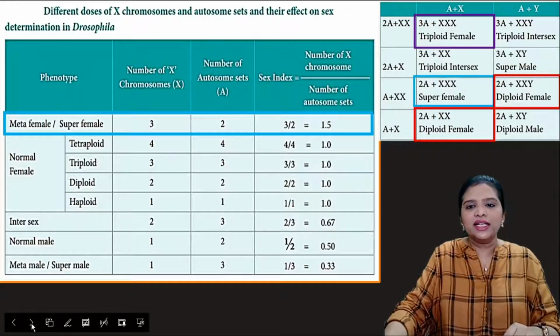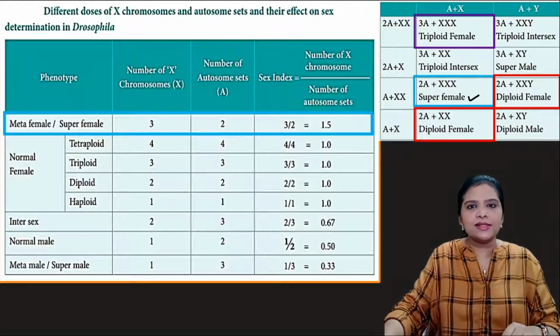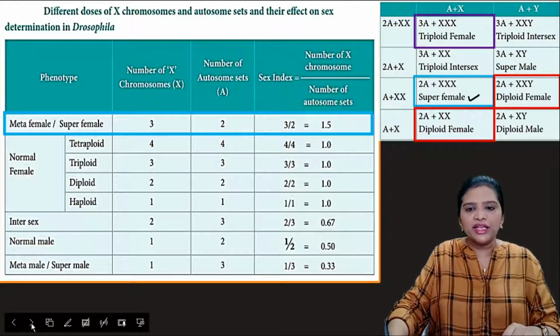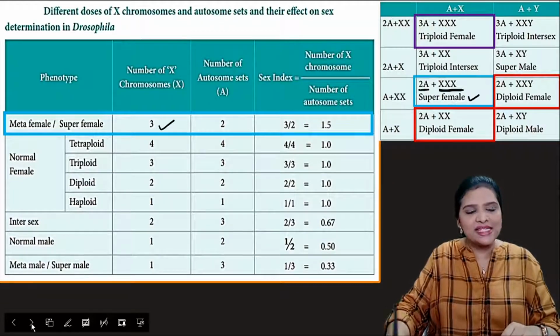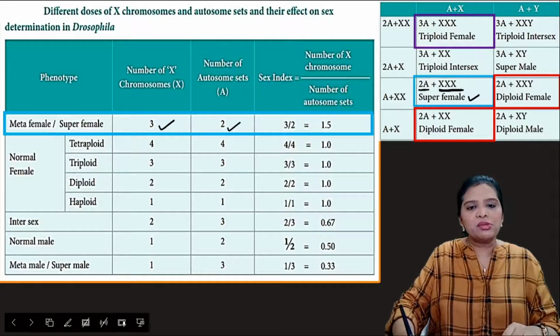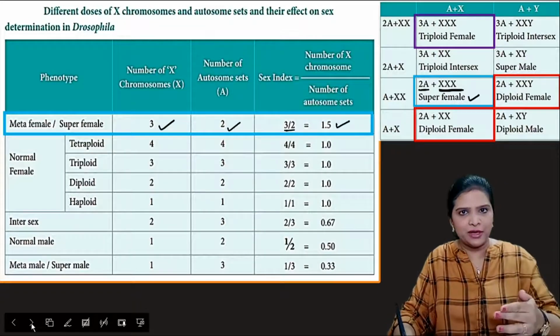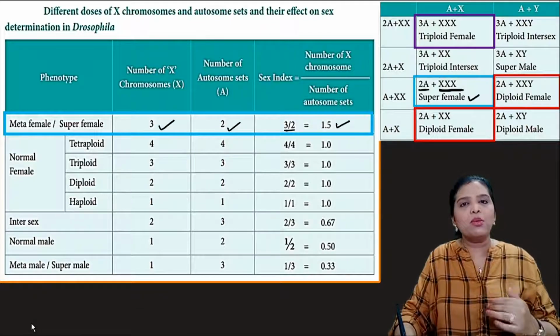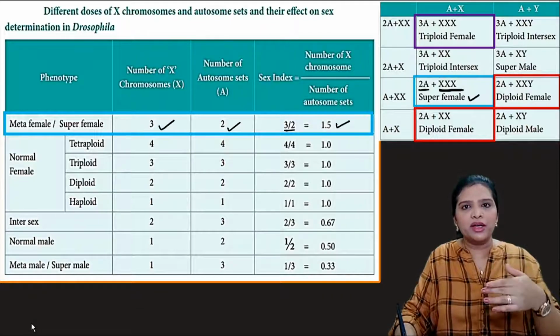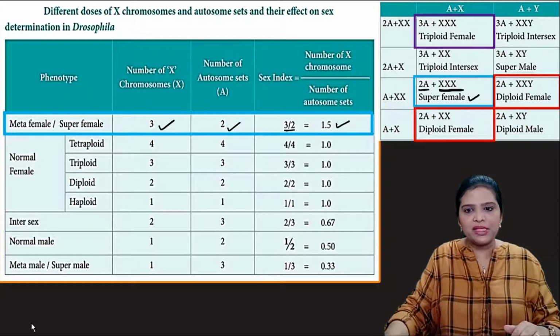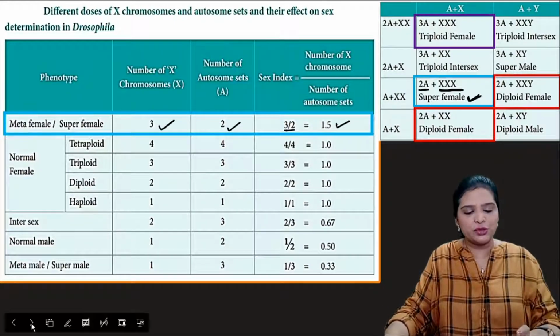So look here, this is a super female. This offspring is a super female. Here, how many X chromosomes are present? 3 X chromosomes are present. How many autosomal sets? 2. So apply the formula: 3 divided by 2 comes to 1.5, which is more than 1. Okay, so 1 means female, and more than 1, like 1.5, means it is a super female. Accordingly, this organism is a super female.